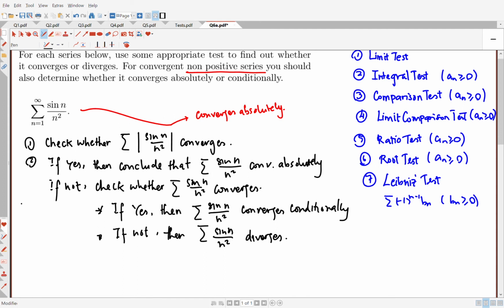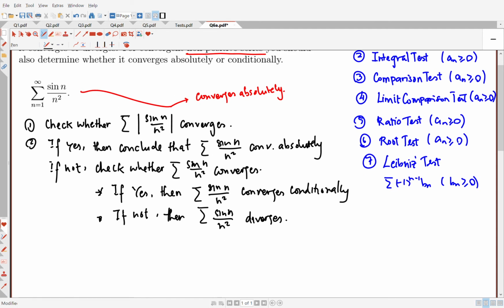Okay, so first we check whether the sum of the absolute value of sine n over n square converges. If yes, then we can just conclude that this converges absolutely. If not, then we check again whether the sum of sine n over n square converges or not. If yes, then this means the sum of sine n over n square converges conditionally. If not, it means that the sum of sine n over n square diverges. So this is how it works.